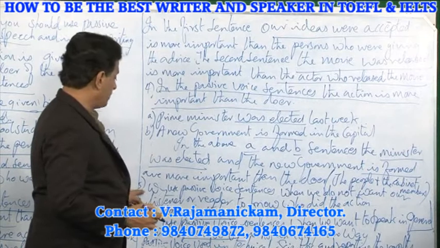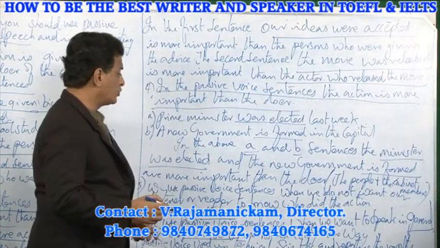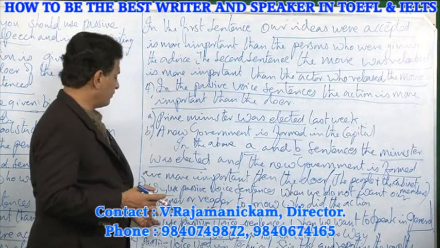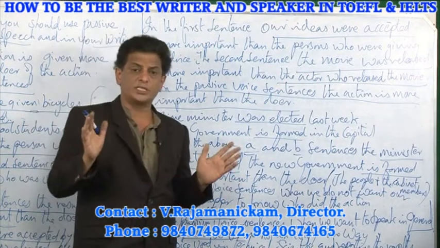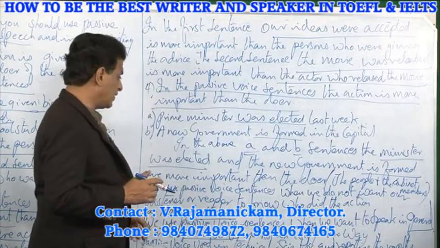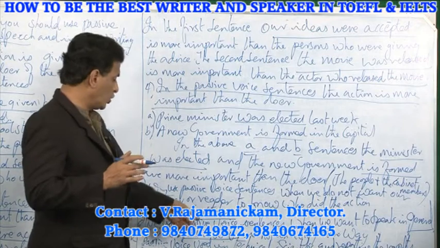So, number 5, we use passive voice sentences when we do not want our listener or reader to know who did the action. See, for example, money is stolen. You don't want to mention who has done the thing. Next, we use passive voice sentences when we speak in general or in an objective way.